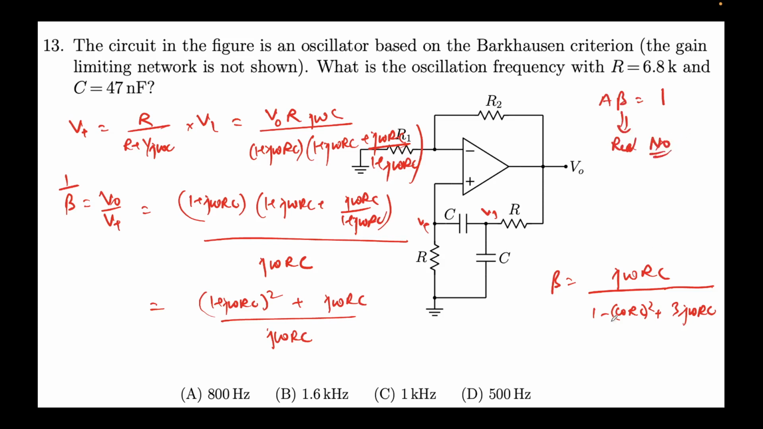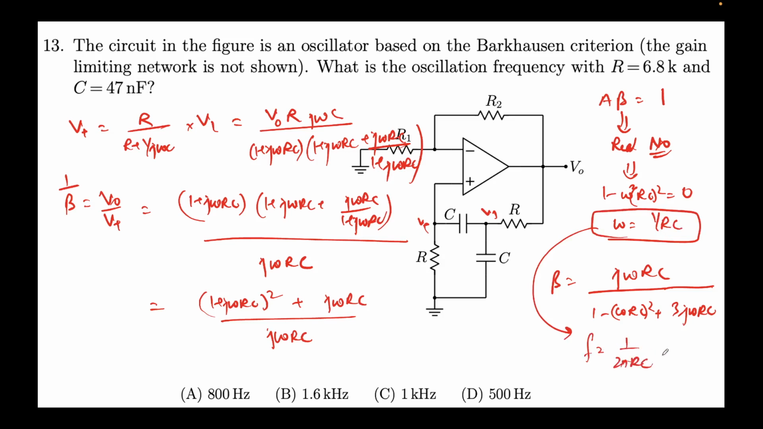That can happen only when this term is 0, because then j and j will get cancelled, otherwise it will never be 0. So this will imply that (1 minus omega squared RC) whole squared has to be equal to 0. This will give me omega equal to 1 over RC, and if omega is 1 over RC, frequency is 1 over 2 pi RC.